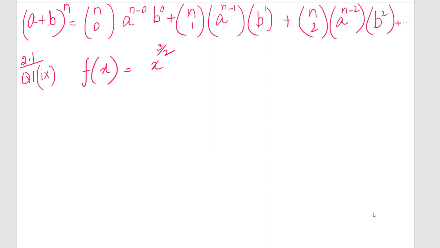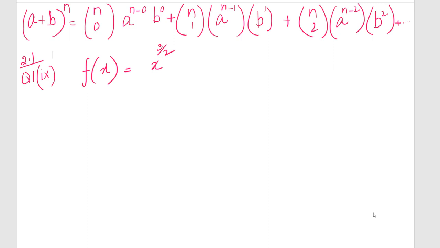In this lesson, I will explain to you question number 1, part number 9 of 2.1. And the question is f of x, meaning function of x, is equal to x raised to power 3 by 2. And this question we have to solve by binomial theorem.